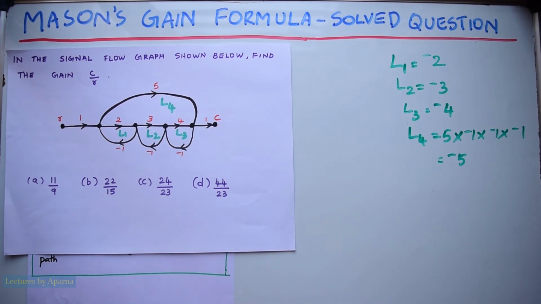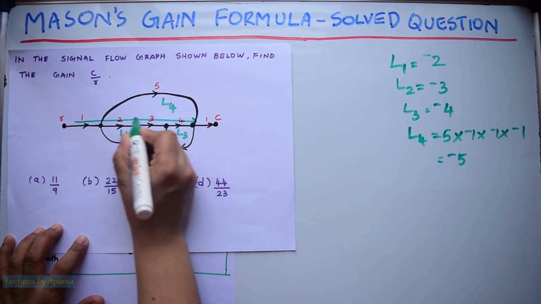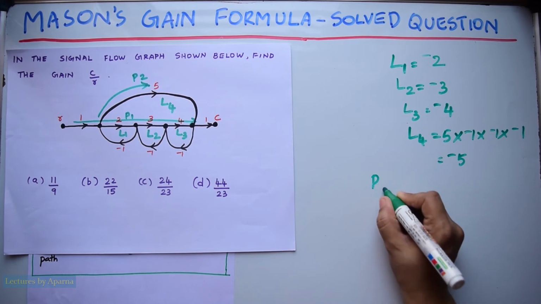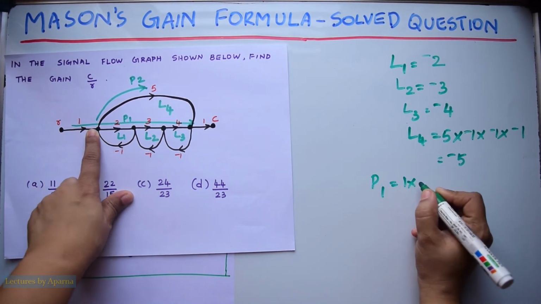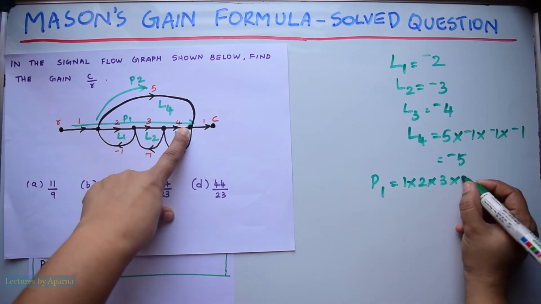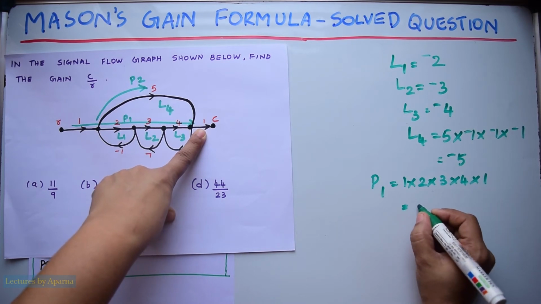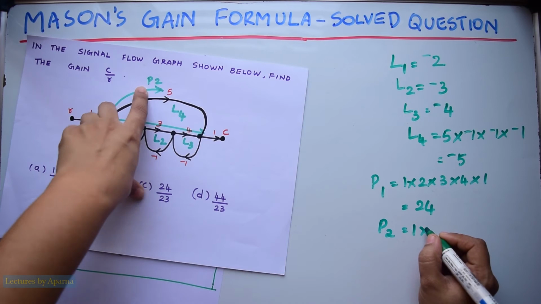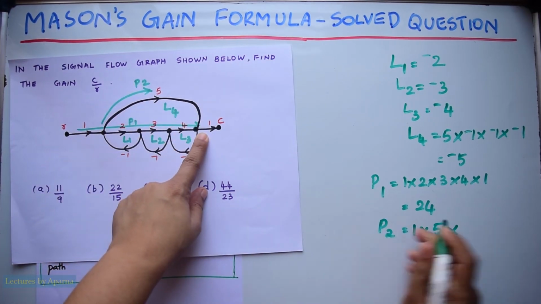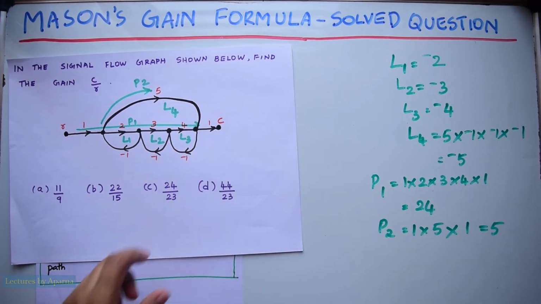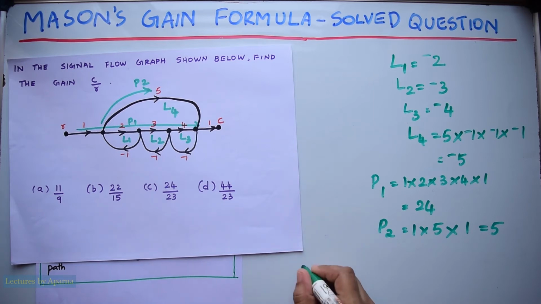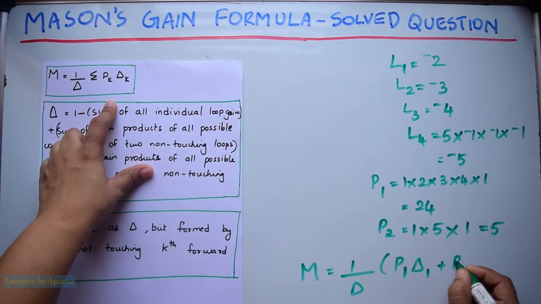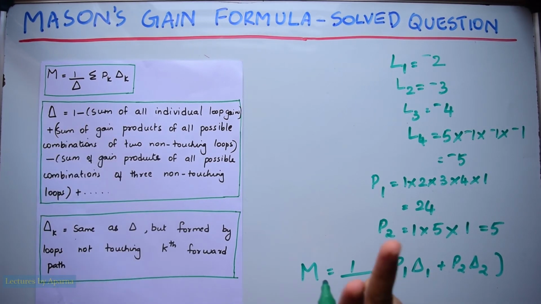There are two forward paths here. This is one forward path P1 and this is the second forward path P2. So the path gain P1 will be equal to 1 into 2 into 3 into 4 into 1, that is equal to 24. Now the path gain P2 is equal to 1 into 5 into 1, that is equal to 5. So the Mason's gain formula can be rewritten as M is equal to 1 by delta into P1 delta 1 plus P2 delta 2, because there are only two forward paths.